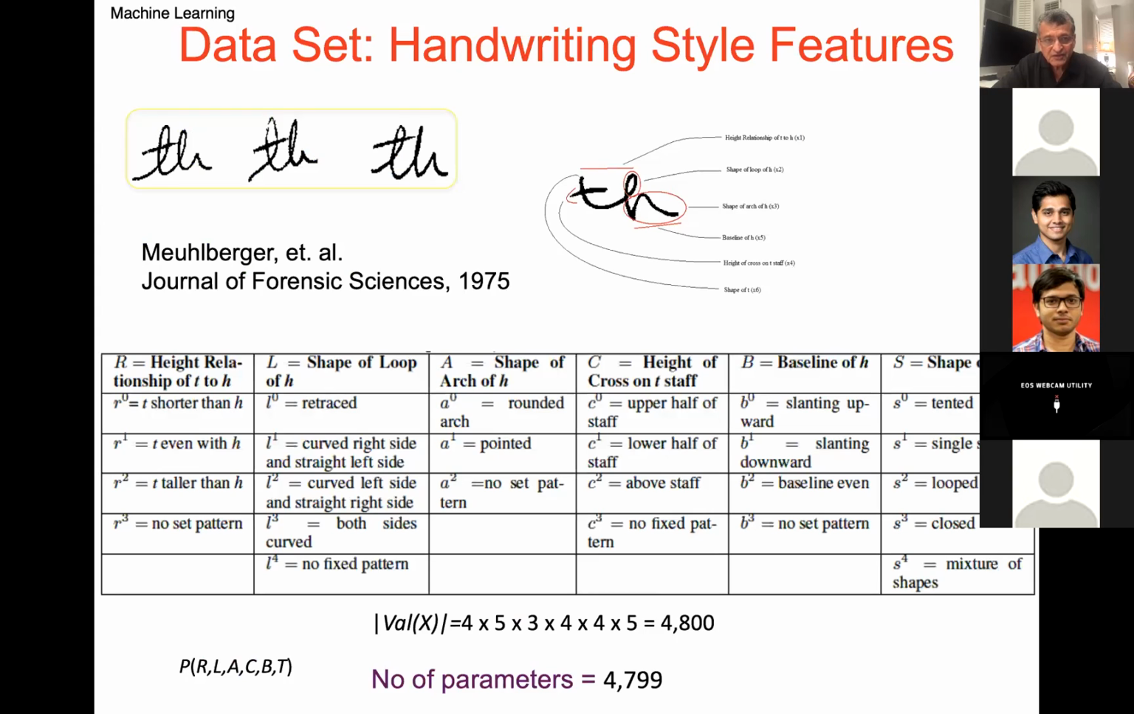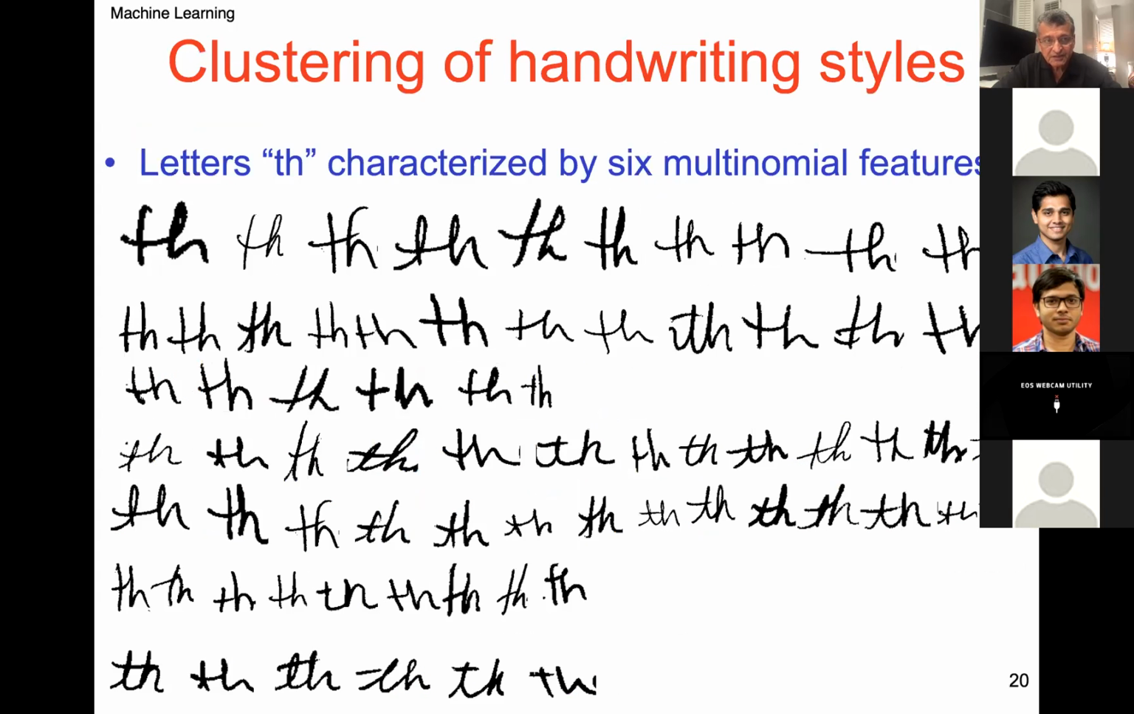Okay, but yet another example from a domain of handwriting styles and so on. I'm going to skip this part. Clustering of handwriting styles: look at this data. How many styles of THs are there in people's handwriting? This is a problem that we encountered in our research, and we actually tried out different methods.